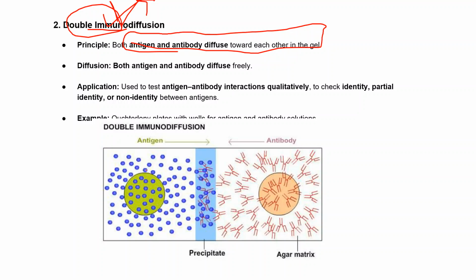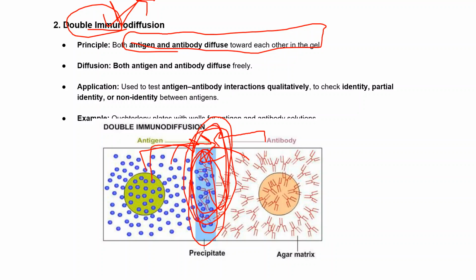Here we can see, as I mentioned in the previous class also, that the antigen starts moving toward the antibody, and the antibody also starts moving toward the antigen. In the center, where they reach equilibrium and the antigen and antibody concentrations are equal, the precipitin ring will be formed. So this is double immunodiffusion, and mostly the plates used are in which this precipitin ring will form, and we can tell the concentration of the antigen and antibody and the specificity.